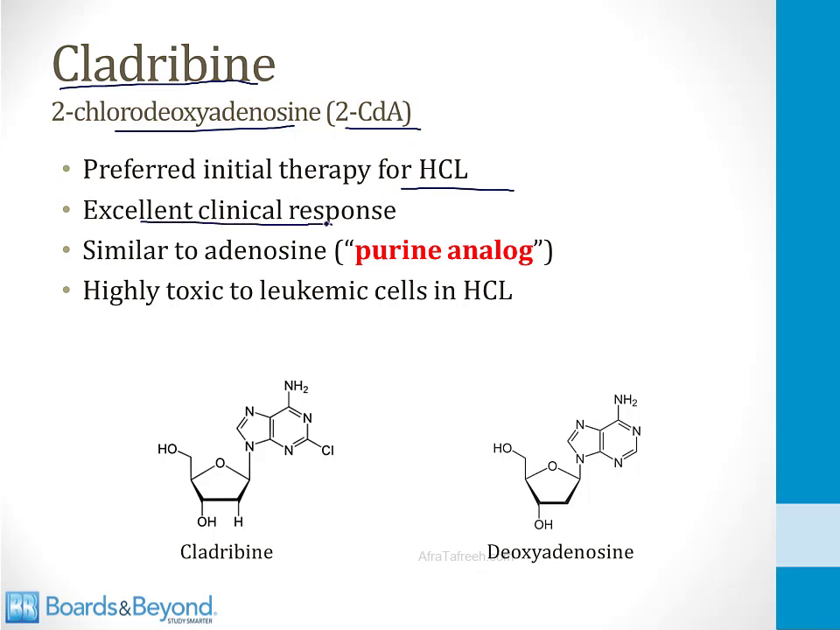The drug has a similar chemical structure to the nucleotide adenosine, and adenosine is a purine, so cladribine is often called a purine analog. If you look at the bottom right side of the screen, this is the chemical structure of deoxyadenosine, which is used in DNA. Cladribine has almost the same structure, but for the addition of a chloride atom. It's taken up by the malignant cells in hairy cell leukemia, and it's highly toxic to the leukemic cells. And that concludes our module on chronic leukemia.